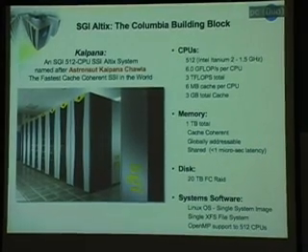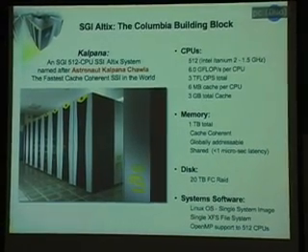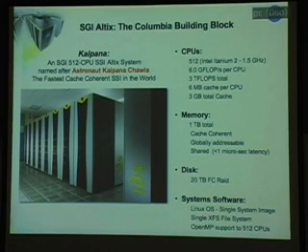So this is how it all started. This is the building block of the Columbia system. This is the SGI Altix that we first had. It's called Kalpana, in memory of astronaut Kalpana Chawla, who actually worked at NASA Ames in our division. And so this is the first SGI Altix.